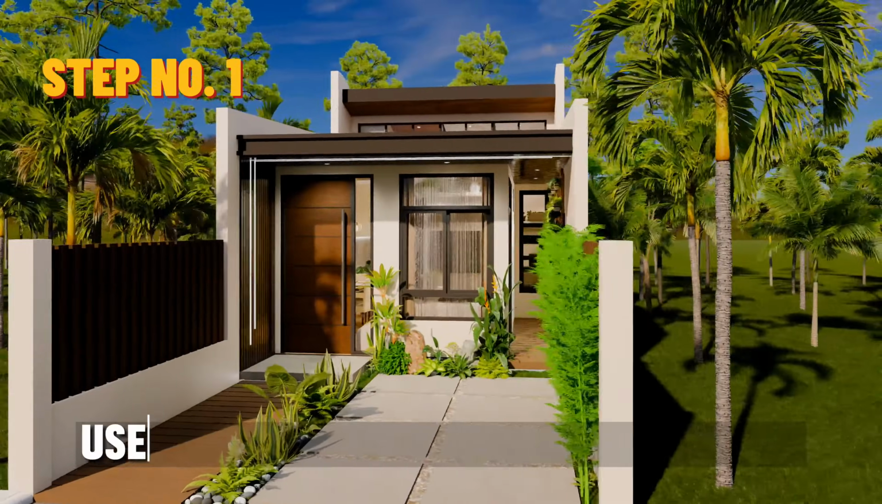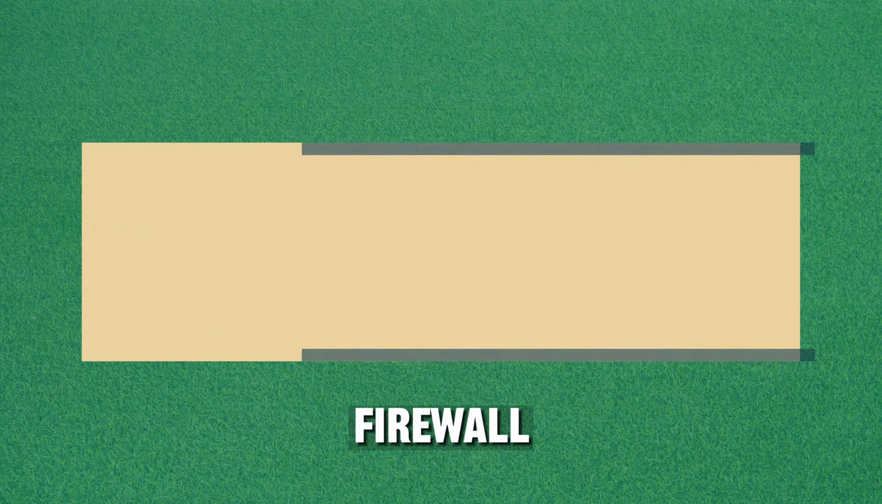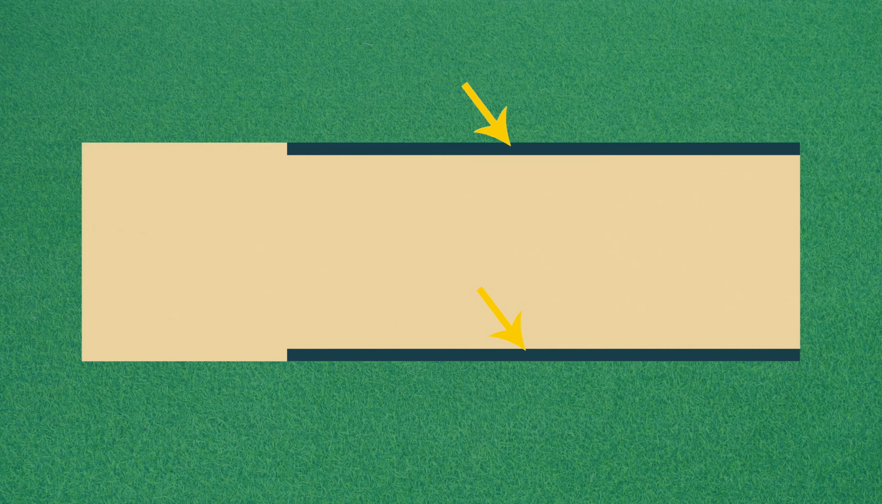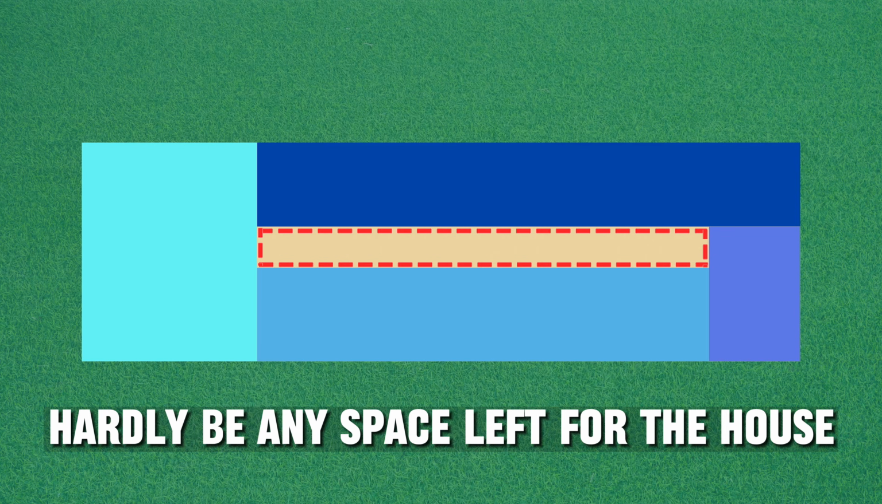Step number 1, use firewalls to maximize the space. For this type of lot, we need to use a firewall to maximize the space for the house. Because according to the building code, we are required to provide setbacks around the lot. But if we comply with this, there would hardly be any space left for the house.